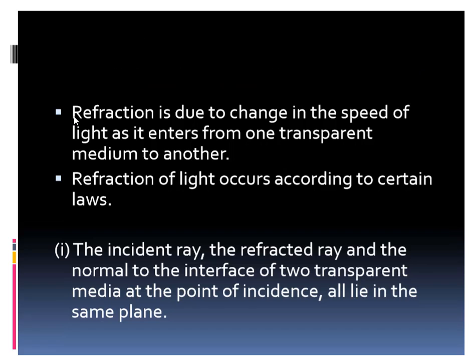Now here we saw what is refraction and how it takes place on a glass slab. Now, what is the cause of refraction? Refraction is due to change in the speed of light as it enters from one transparent medium to another.